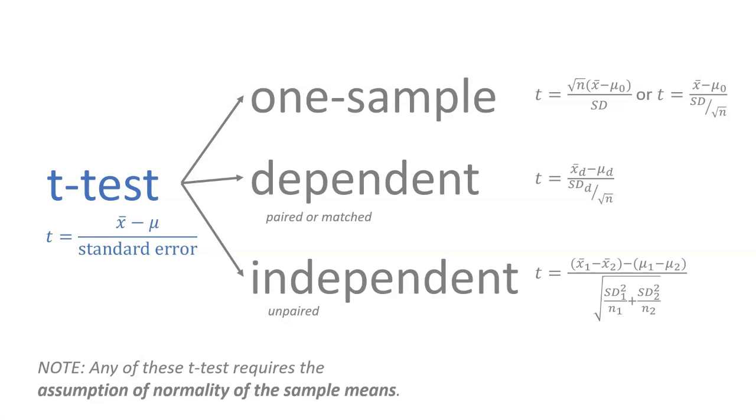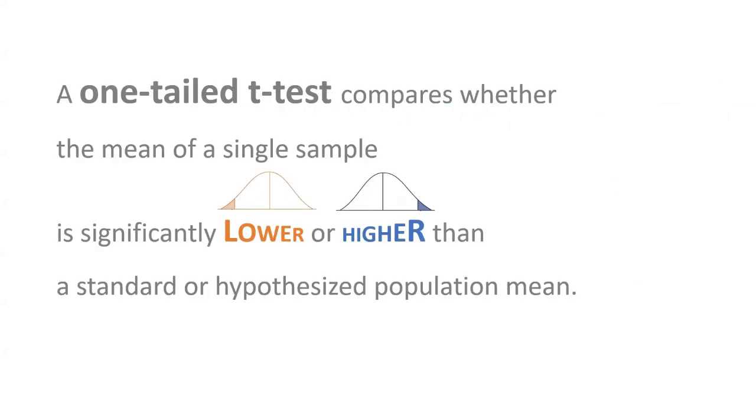There are various types of t-tests, but they still have the same purpose, to compare. We have the one-sample t-test, the dependent t-test, and the independent t-test. In this video, we will only focus on the one-sample t-test, whose formula is very familiar to us at this point. Also, we will only focus on the one-tailed version, which compares whether the mean of a single sample is significantly lower or higher than a standard or hypothesized mean mu.